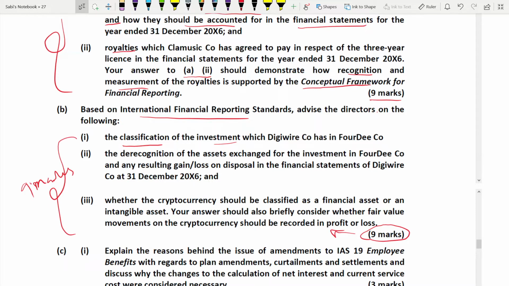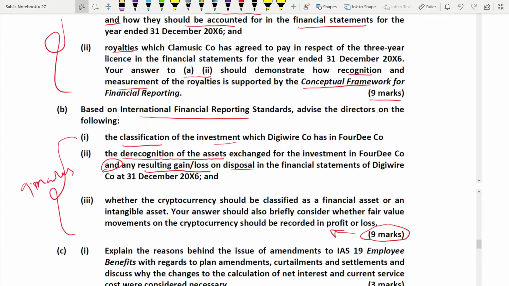Second, derecognition of the assets. You should know derecognition also, the way you know recognition. So derecognition of the assets exchanged for the investment in 4D company. And always look for the word "and". The moment you see "and", there is another requirement: any resulting gain or loss on disposal. When do you derecognize an asset? When you have disposed of it. When you have disposed of it, you will have some gain or loss. That gain or loss you need to recognize as well in the financial statements of Digiwire at 31st December 2006.